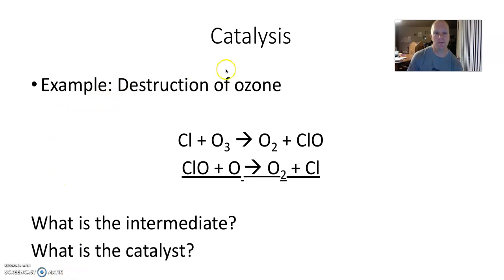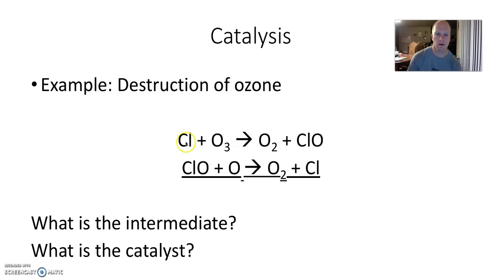This is our last slide here. Here's an example: destruction of ozone. This used to be a huge deal, you guys. Chlorine from chlorofluorocarbons that we used to use in refrigerants would get released into the atmosphere, head up into the stratosphere, and affect our ozone layer, which is a huge part of protecting us from UV rays.